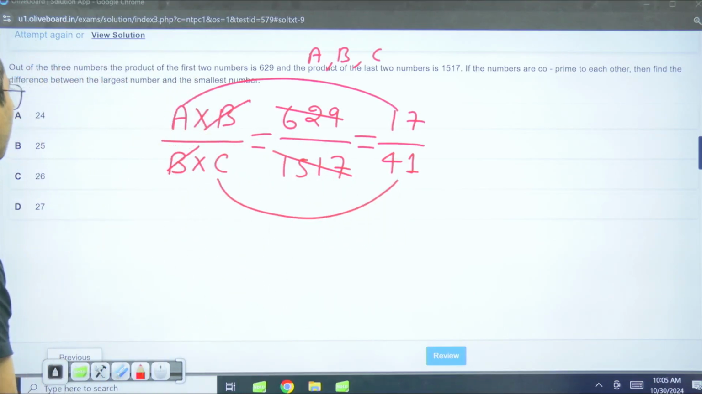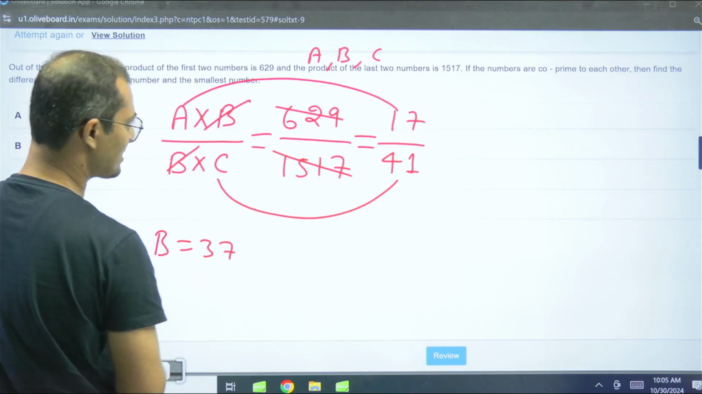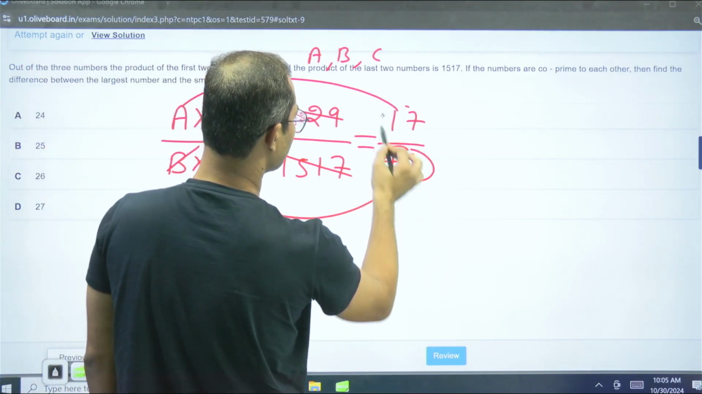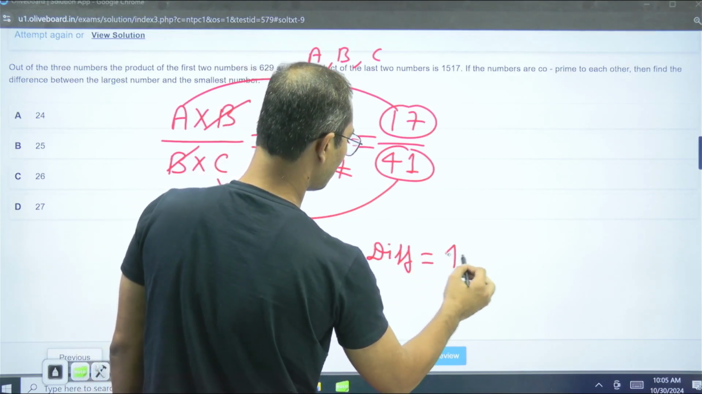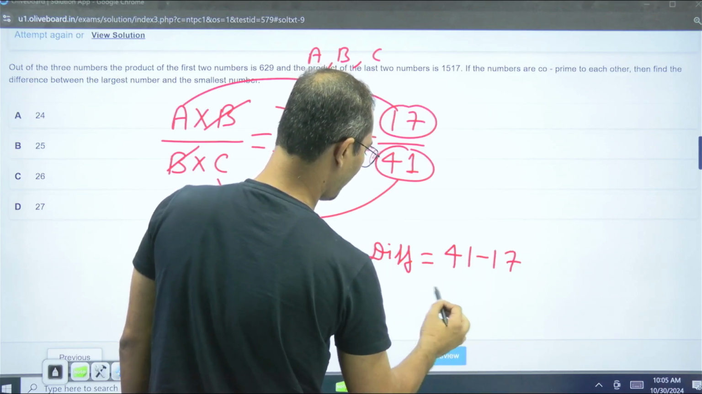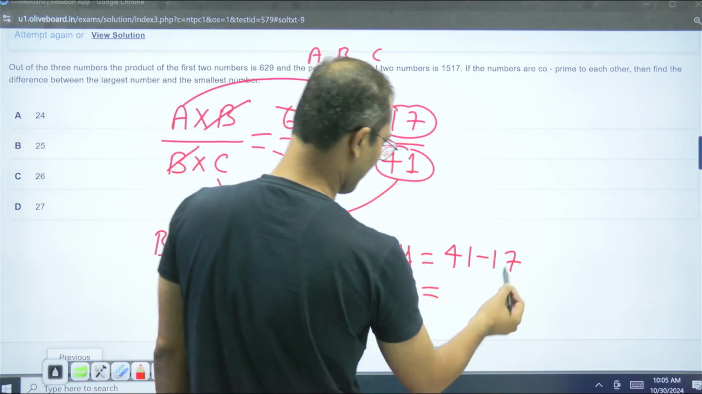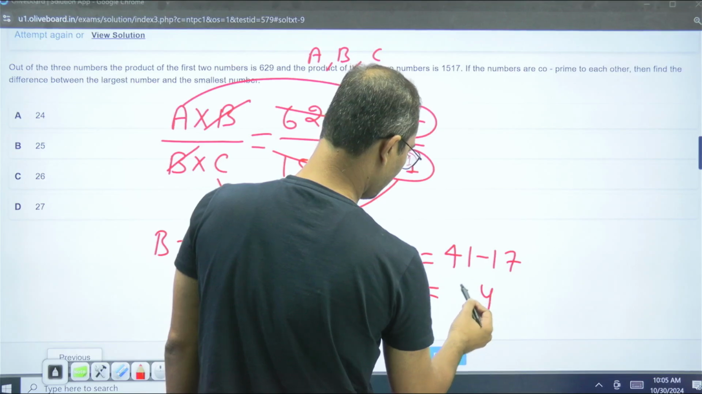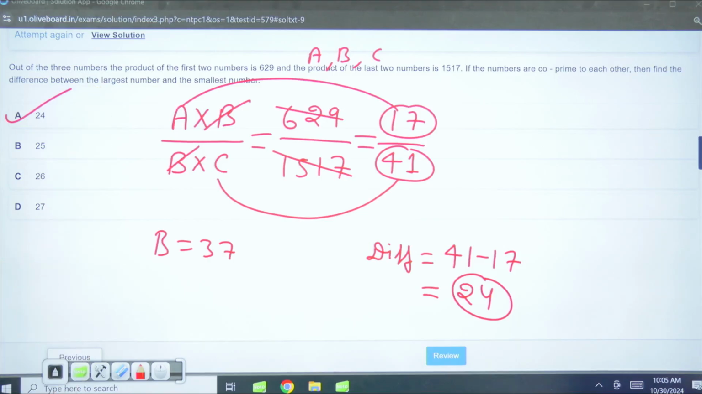Now the question is asking the largest number and the smallest number. So probably we can say that B is equal to how much? 37. So we can say that this is the largest and this is the smallest. So the required difference is equal to 41 minus 17, right? 11 minus 7, so we will get 4, and 3 minus 1, so 24 is the right answer. Yes, A part is the right answer.